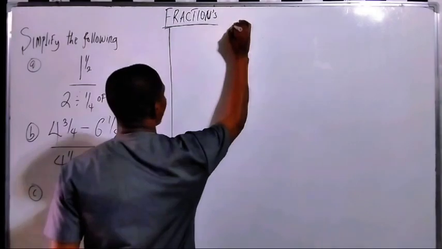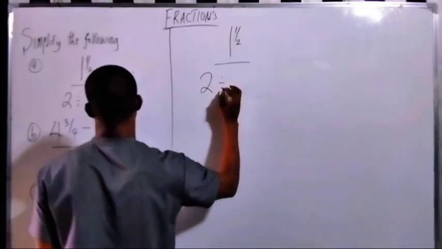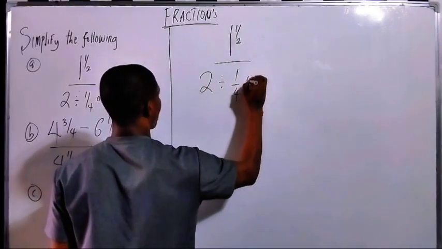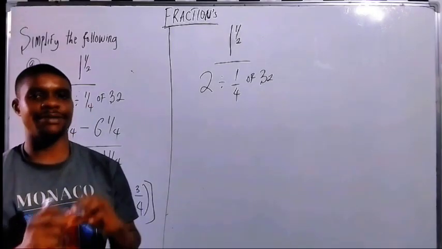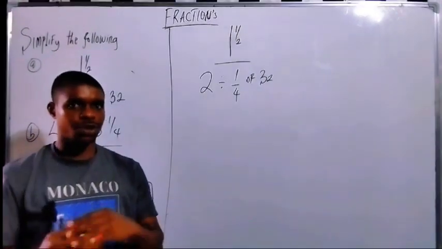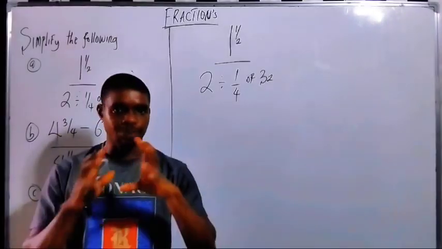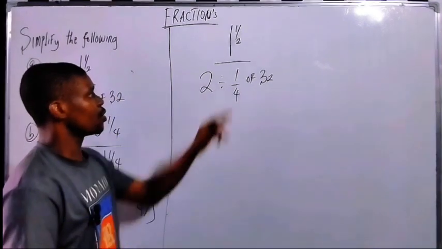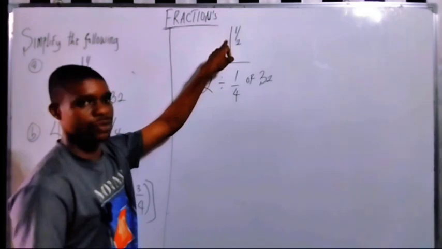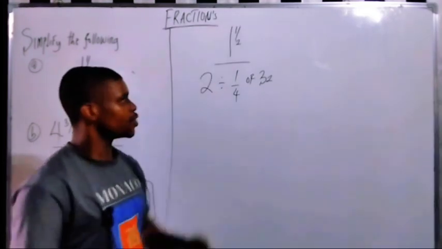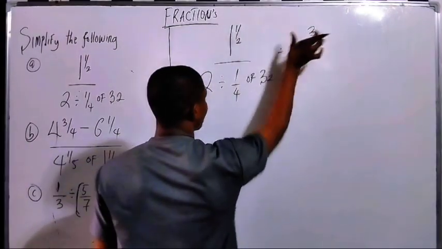Here we have 1 and 1 over 2, over 2 divided by 1 over 4 of 32. Now, before you do it here, you have to convert the mixed fraction to what? Proper fraction. This is the mixed fraction, therefore you have to convert it to a proper fraction. How do you do that here? 2 times 1 plus 1. 2 times 1 is 2, plus 1 is 3. So that's going to be 3 over 2. So you have converted this to this other one here, right?